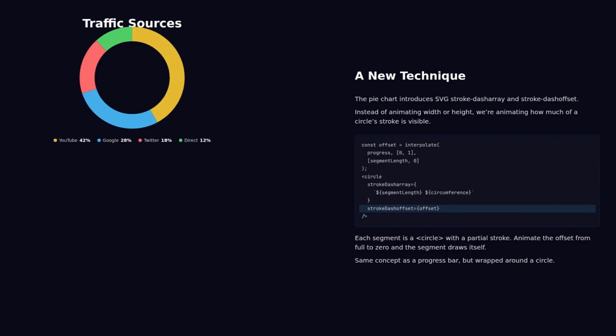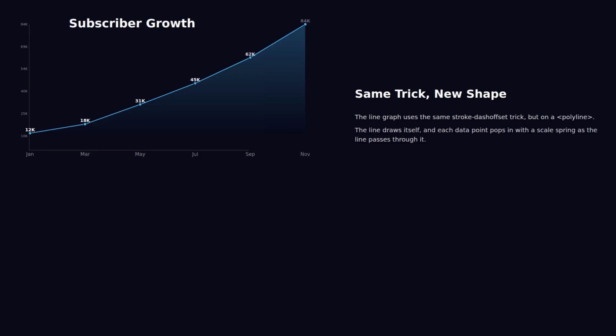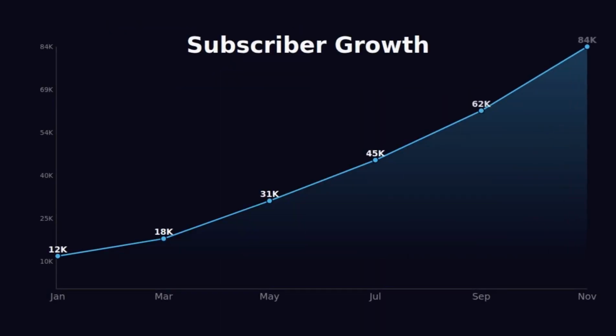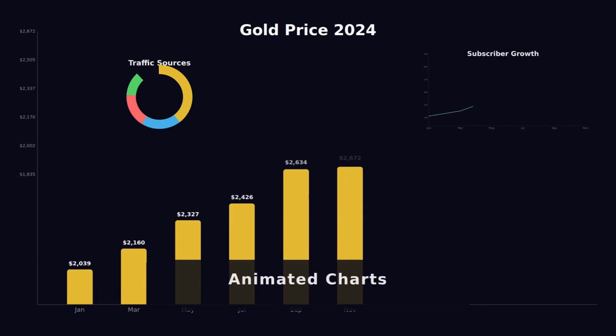Then the line graph uses that same stroke dash offset trick, but on a polyline. The line draws itself from left to right. Each data point pops in with a scale spring as the line reaches it. The area beneath fades in with the same timing. 3 completely different visuals. 1 reusable system.